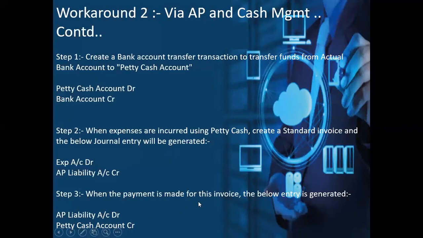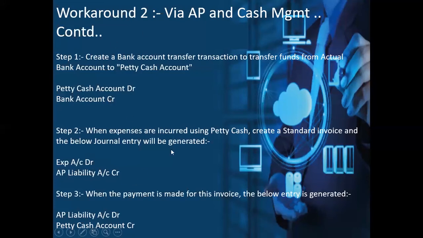So whenever you are making a payment of this particular invoice, you should ensure that you use that dummy bank account or petty cash account. If you look at the overall accounting entry here, the AP liability account got credited here and debited here, so these are knocked off. The petty cash account got credited here, debited here; these are also knocked off. And the net journal entry is basically your expense account debit, your bank account credit.